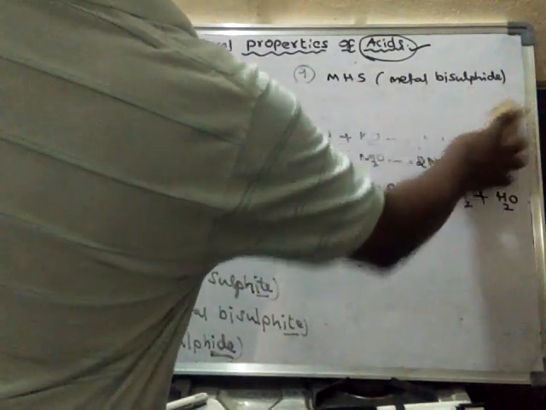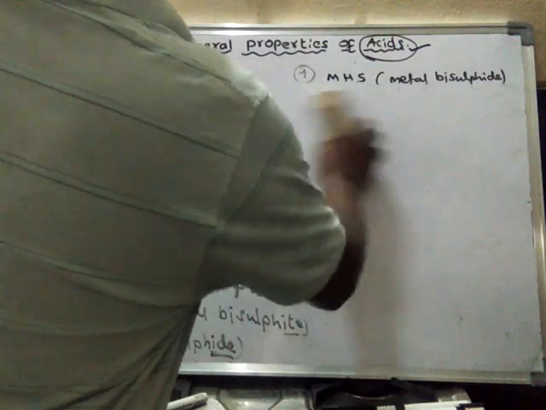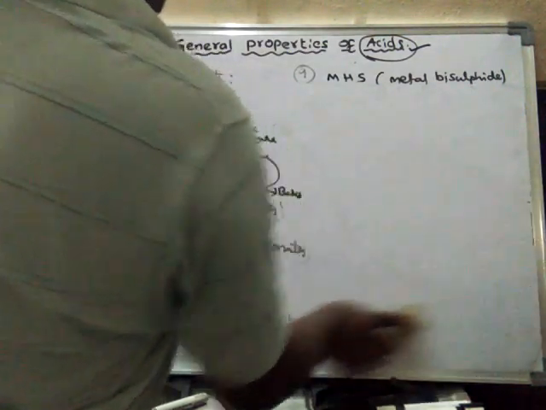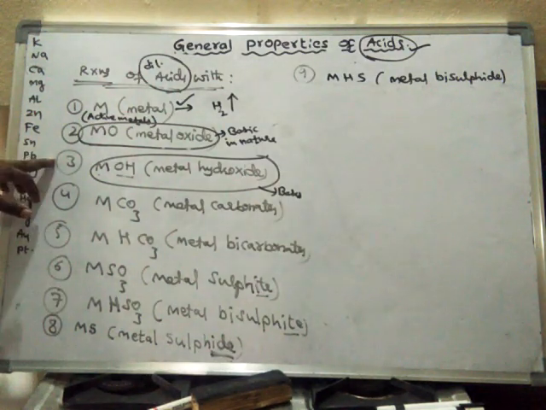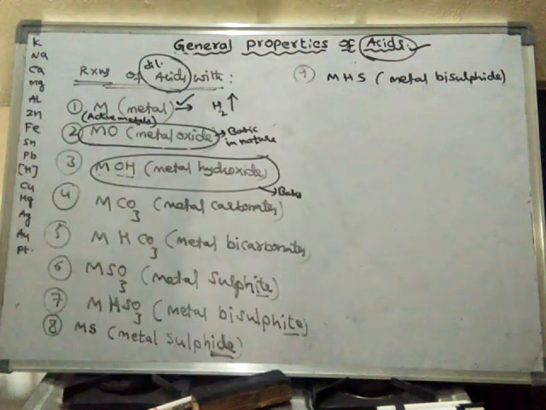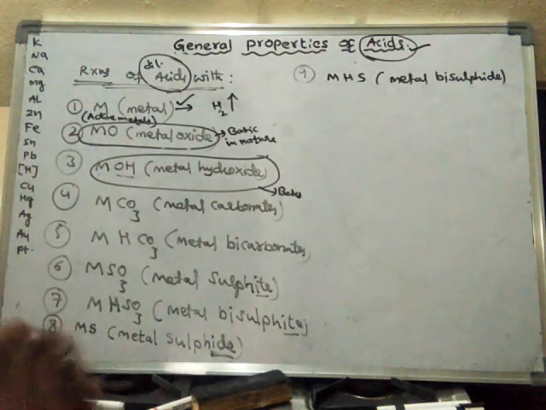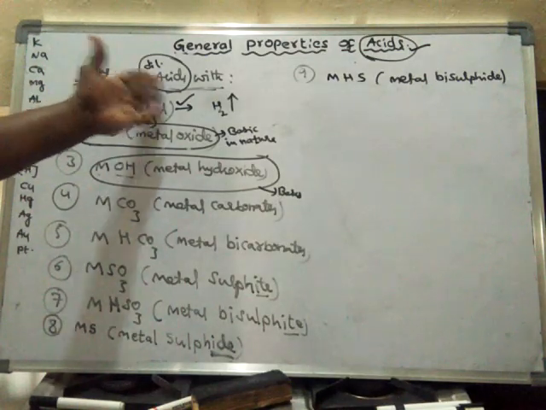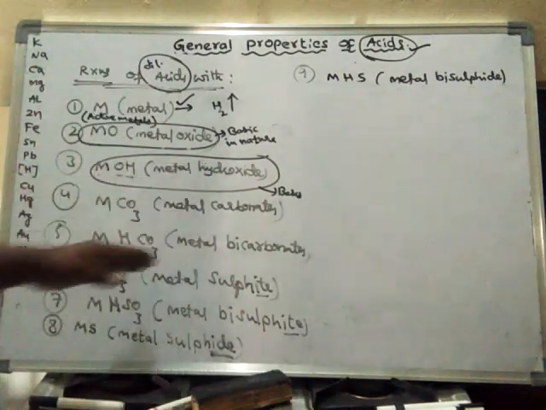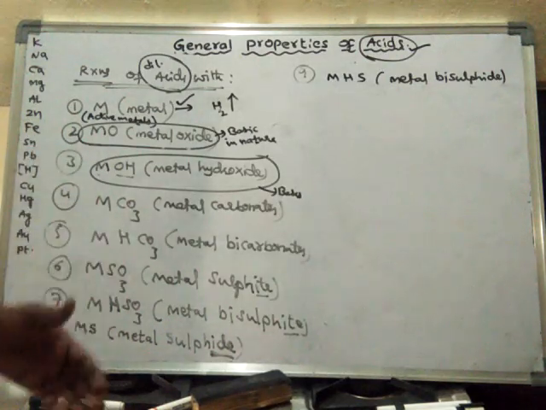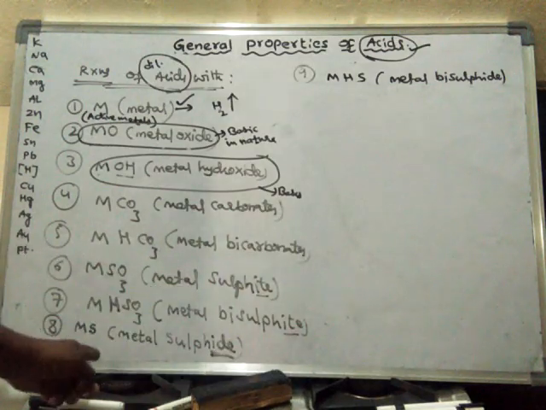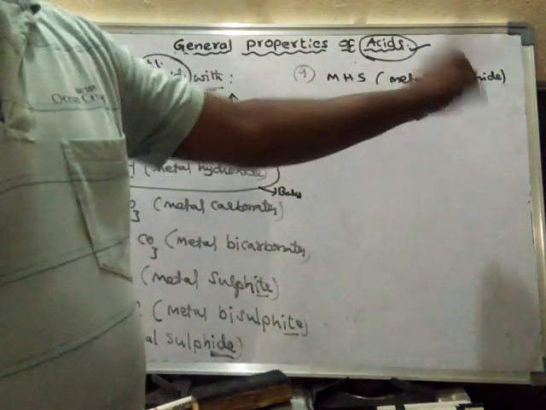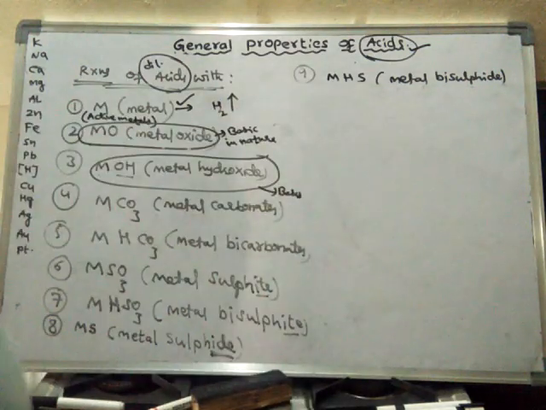Now we will learn the reactions of metal hydroxides and all other reactions in the next class. We will learn the reactions of these dilute acids with all other substances like metal hydroxides, metal carbonates, metal bicarbonates, metal sulfites, metal bisulfites, metal sulfides and metal bisulfides. All these we will learn in the next class.